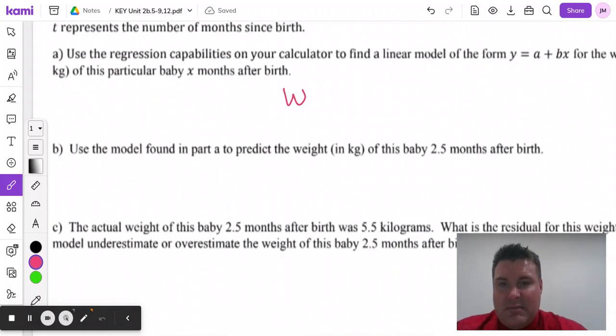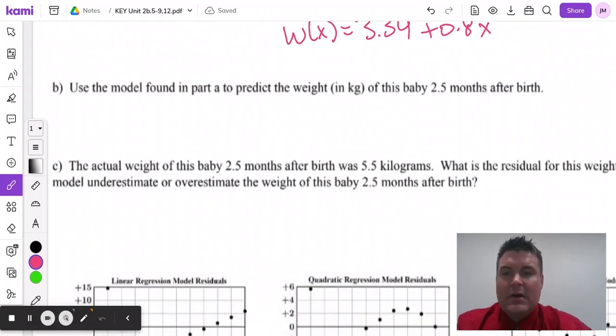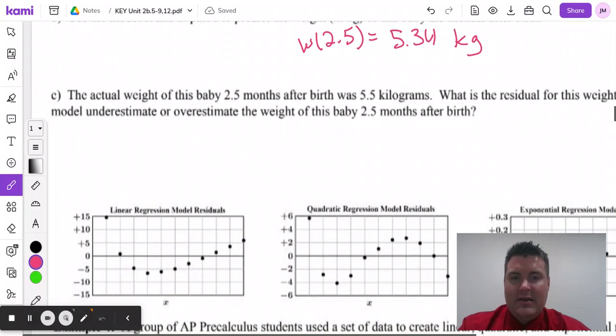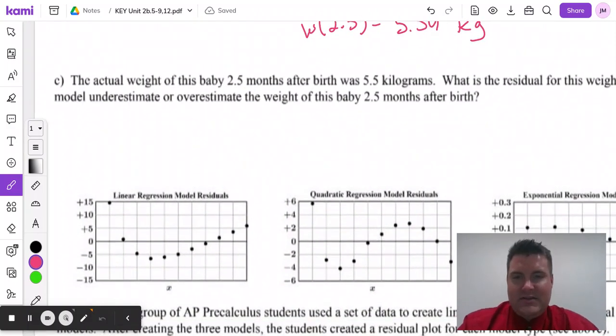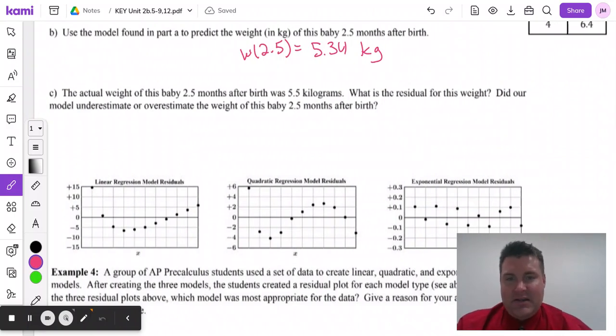So we're going to get W of x is 3.34 plus 0.8x. Is that what you got? Oh my gosh, that's awesome. Good job. Proud of you. For B, we're just going to plug in 2.5 into my model up there. And I got 5.34 kilograms. Is that what you got? Man, you're rocking it. You're eating, as the kids say these days. I'm also eating, but my eating creates... I'm not going to get into that.